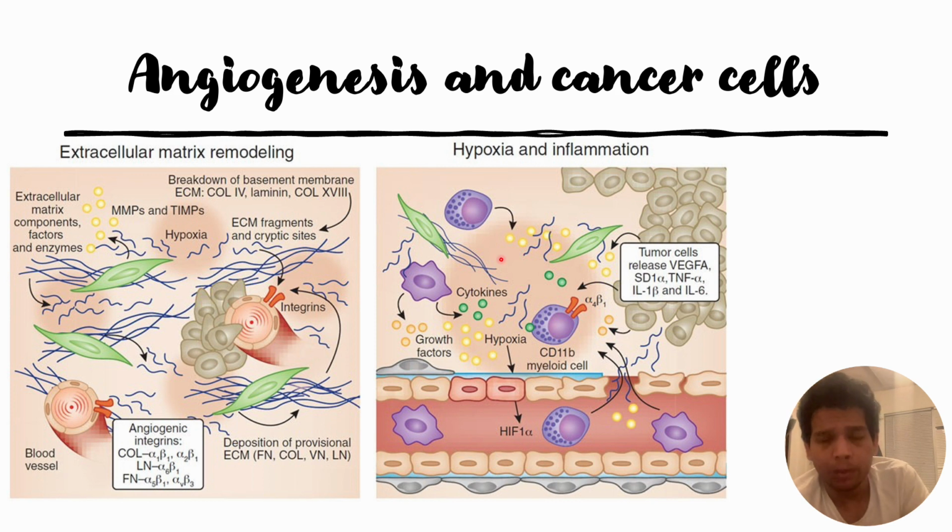So these are two ways shown in this figure by which angiogenesis can be used by cancerous cells in order to meet their nutrient supplies. I hope you got a general idea about angiogenesis and cancer cells.